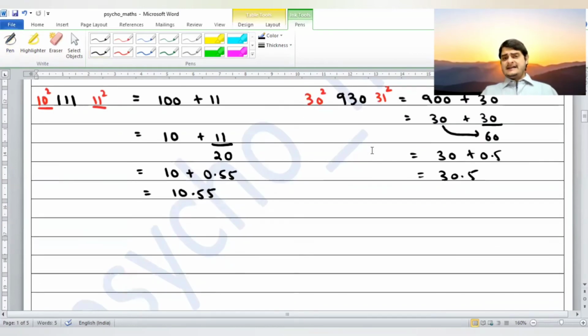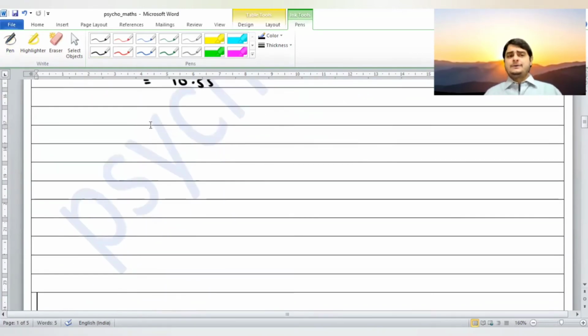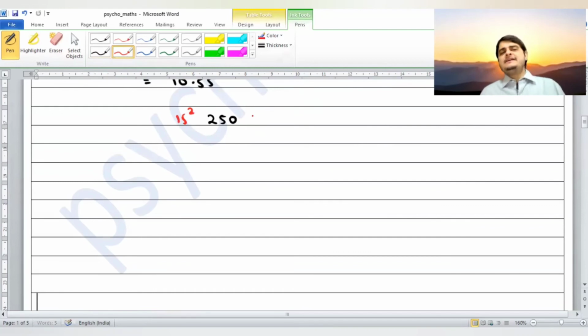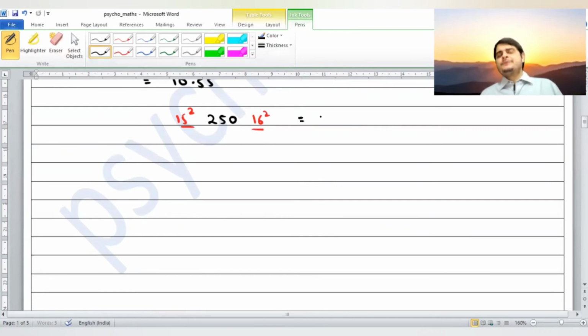Let us take more numbers for your convenience. Now let us say I take the number as 250. 250 lies between the square of 15 and 16. So how shall we write it? It will be 225 plus 25, but 225 is the square of 15. So 15 plus 25 upon double of 15, which is 30.